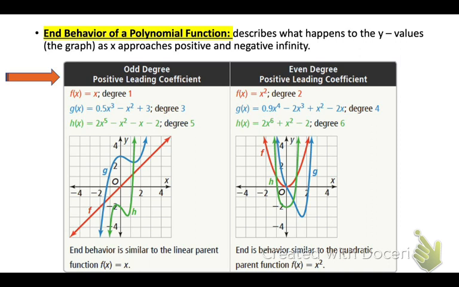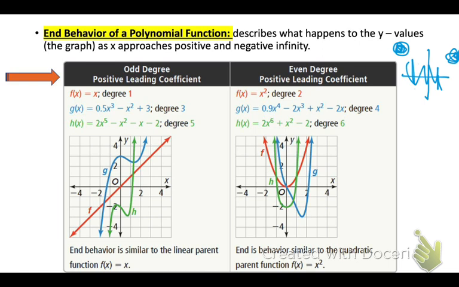Okay, so end behavior. I want to be very specific about this. Do not just start writing if you don't know what you're writing. End behavior of a polynomial function describes only what happens as x approaches infinity. So if I have a graph that only says what's happening here and what's happening here, it tells you nothing about what is happening in here. The end behavior are the ends. Everyone clear on that?